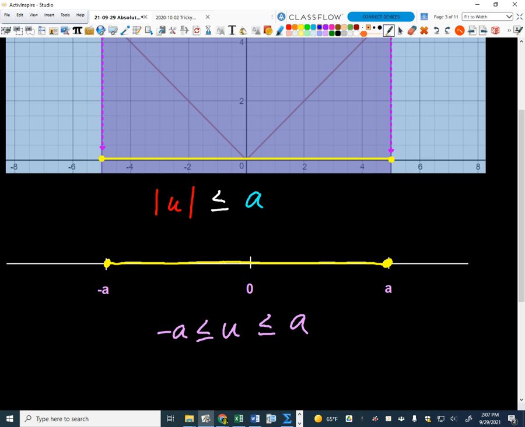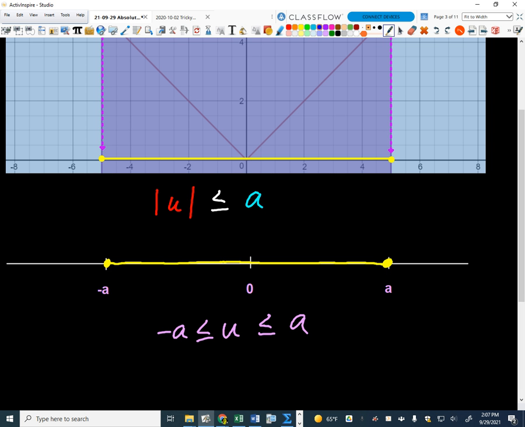So what kind of compound inequality does that look like, if it's a single interval bounded on both ends? Is that and or or? What do you think? Give me thumbs up for and, thumbs down for or. Okay, good. I'm seeing lots of thumbs up. That's and, isn't it?